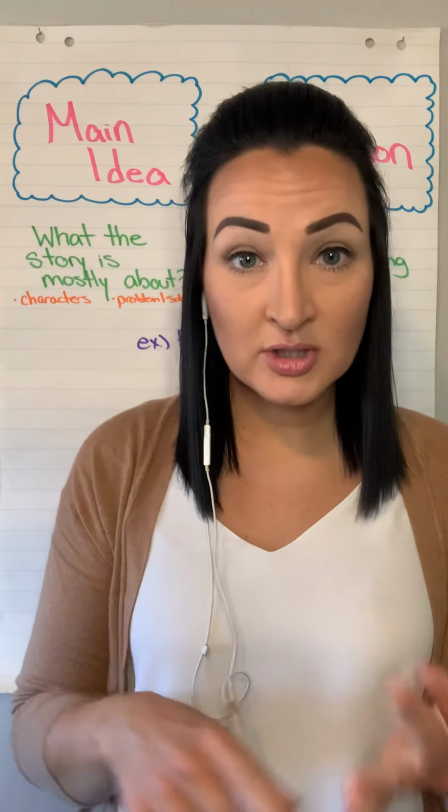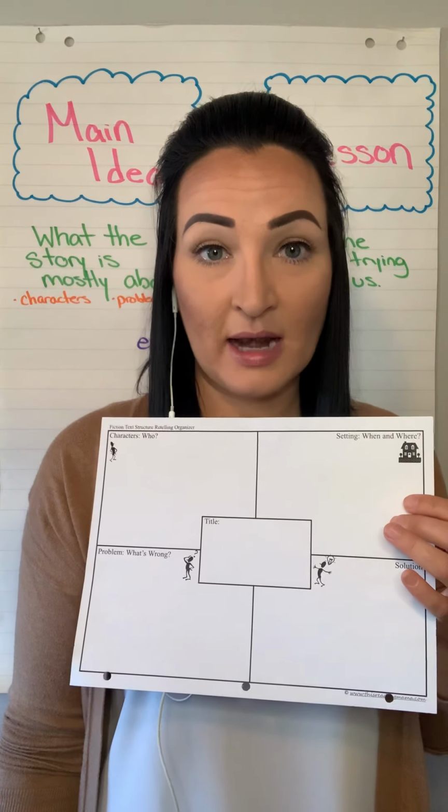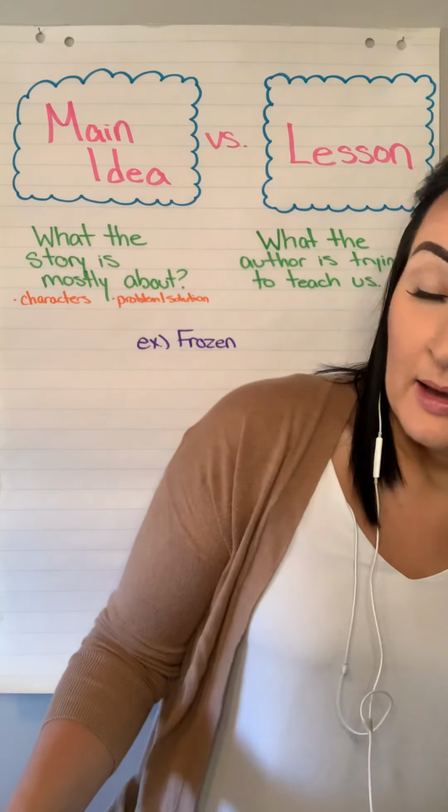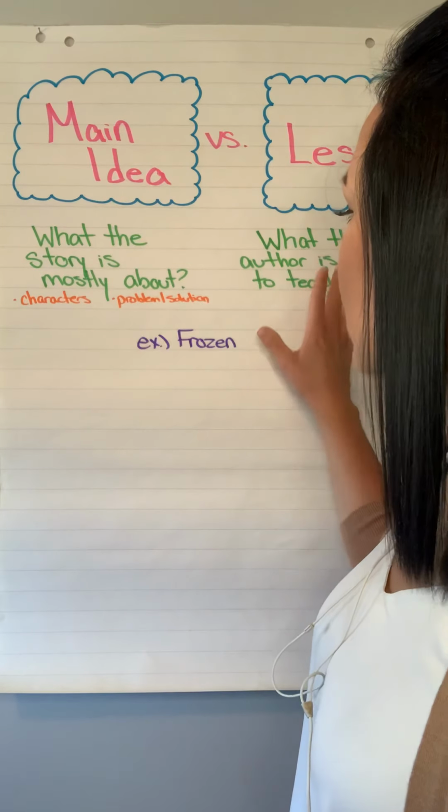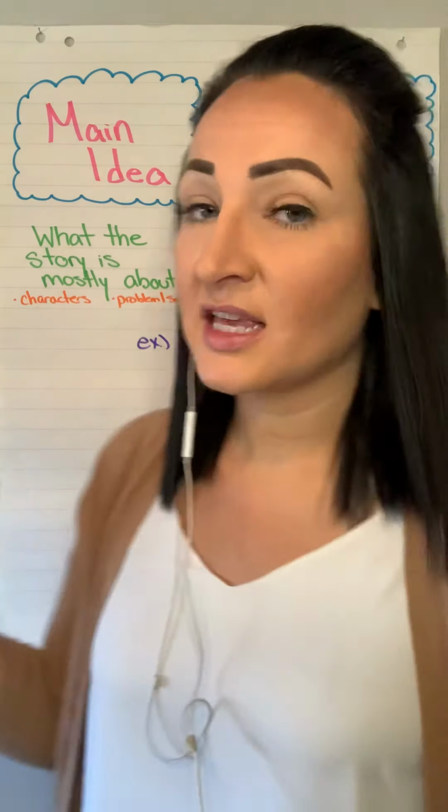I've talked about the characters, talked kind of about the problem and the solution, and I might even mention the ice castle if I wanted to. That's my main idea. That's what the story is mostly about. I've talked about all the important things that I listed on my chart. Now for the lesson. That is something a little different. Something that we're going to talk about tomorrow.